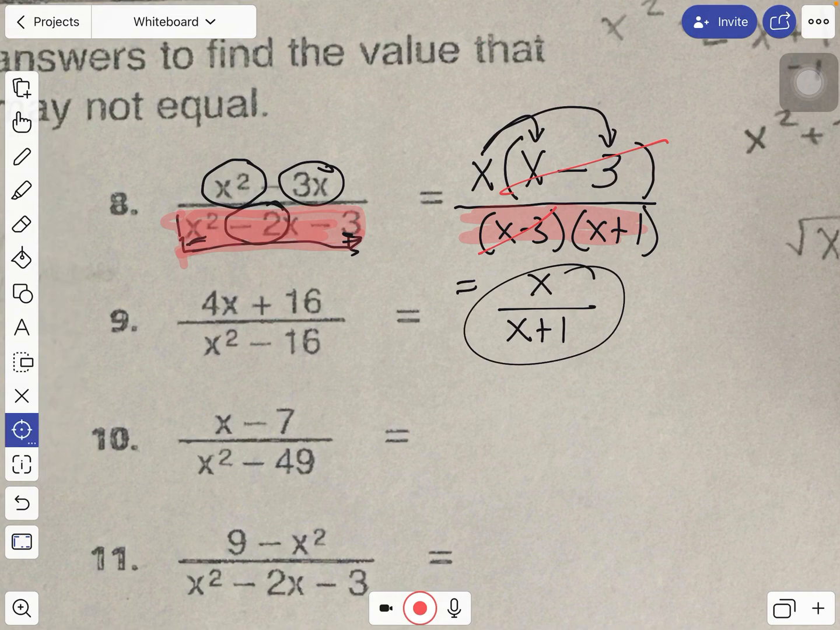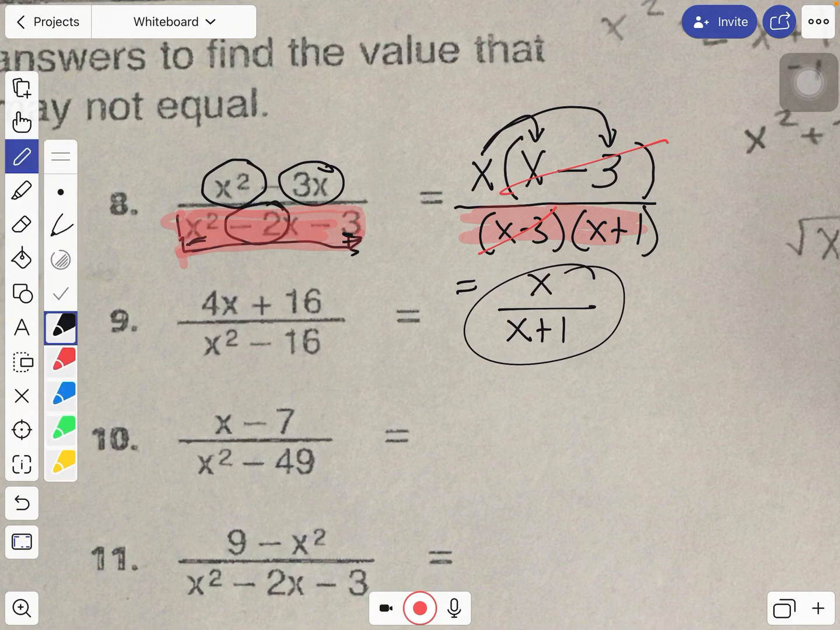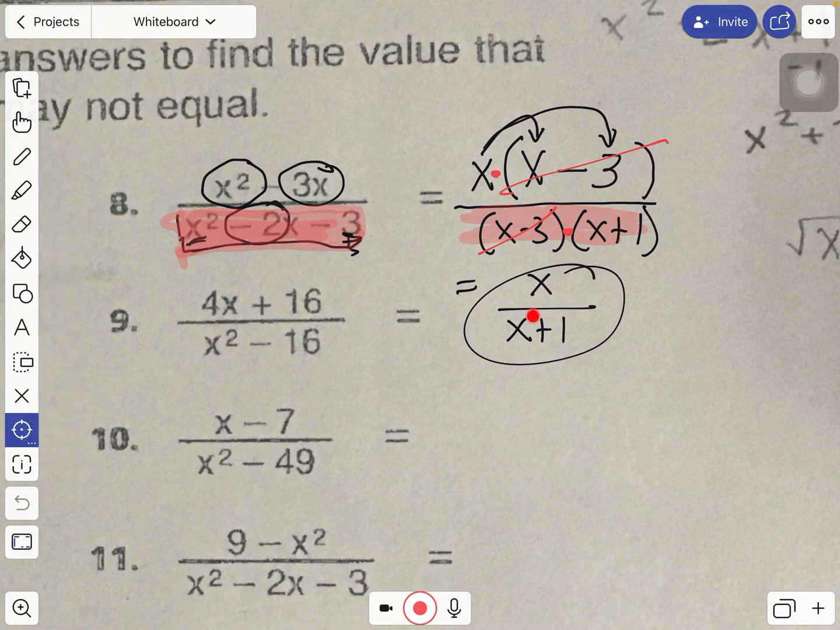Just to let you know, you never want to cancel anything touching a plus or a minus. So we can't actually cancel these x's right here. They're what you call terms. So we're only ever allowed to cancel common factors. In other words, things touching multiplication. So that's a little tip there. Things touching multiplication can cancel, but things touching plus and minus signs, you can't just go ahead and cancel those.